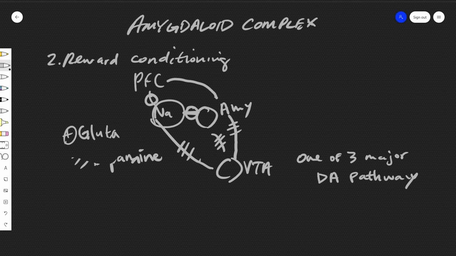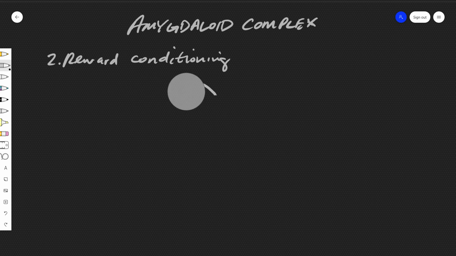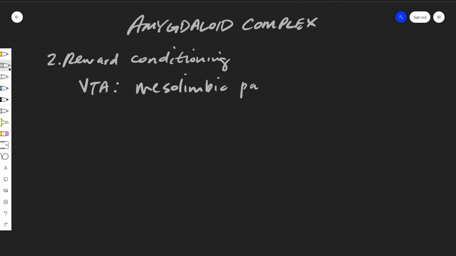And so quickly, I'll just talk about what is known for each of these areas. So for the VTA, it's responsible for beginning this dopaminergic pathway, the mesolimbic pathway. So we can say start of the mesolimbic pathway.